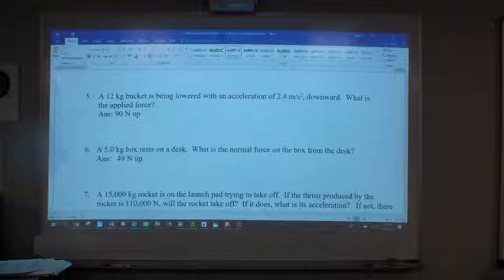And it is up, and it's not down. Yes, you're going down, but your applied force is up, correct? Because of what I told you. All right, that has number 5 done.